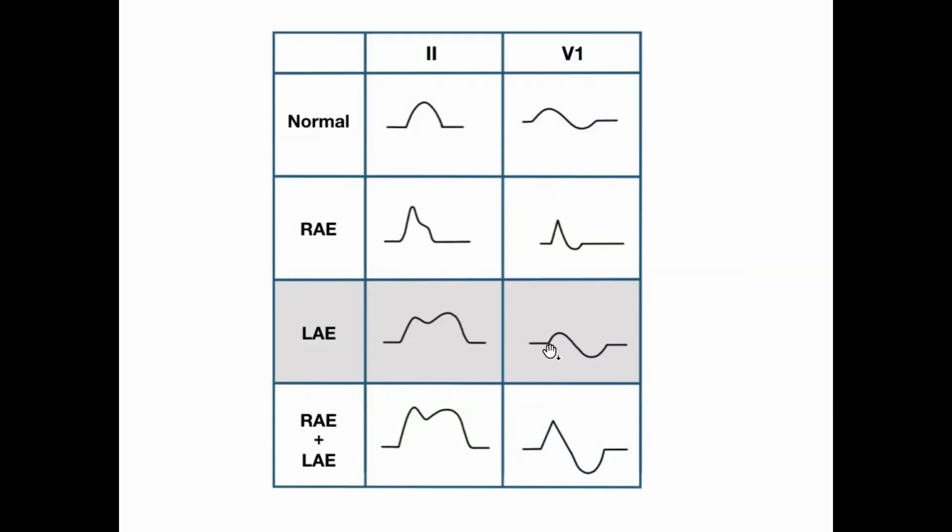Suppose you want to see it in lead V1. In lead V1, the P wave is biphasic. The first half of the P wave is because of the right atrium, and the second half is because of the left atrium. Normally both of them should be equal. Here you can see the left atrial part, the second half of the P wave, is increased in duration as well as in depth.